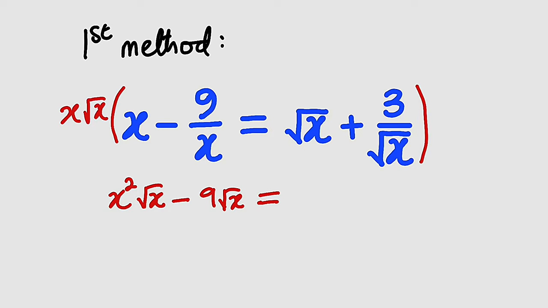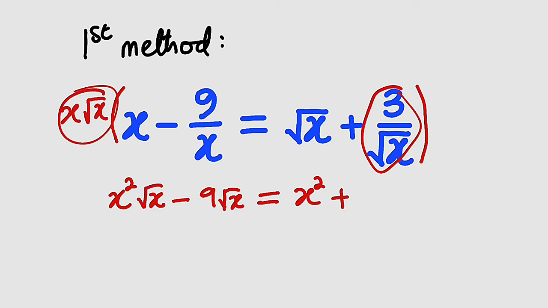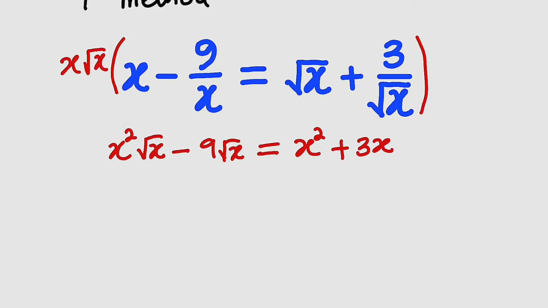You go to the right hand side. If you multiply this by this, root x times root x gives root x squared, which is just x, then it multiplies x. We have x squared. Then plus, if you multiply by the last term here, those square roots will cancel, leaving only 3x. Next, we are going to factorize the left and the right hand side.